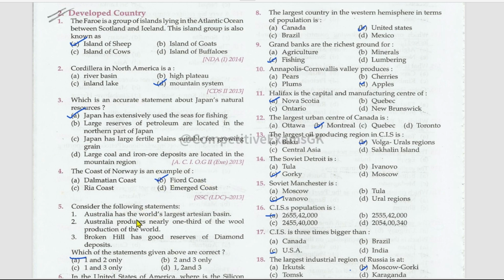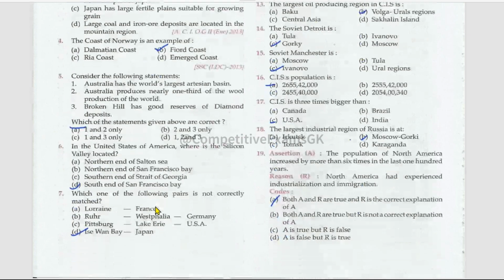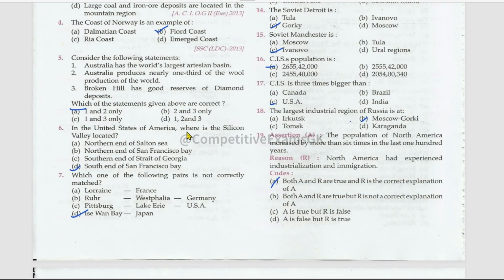Consider the following statements. Which of the statements above are correct? Australia has the world's largest artesian basin. Australia produces nearly one third of the wool production of the world, right? Broken Hill has good reserves of diamond deposits, no, false. 1 and 2 are the correct statements. In the USA, where is Silicon Valley located? South end of San Francisco Bay.